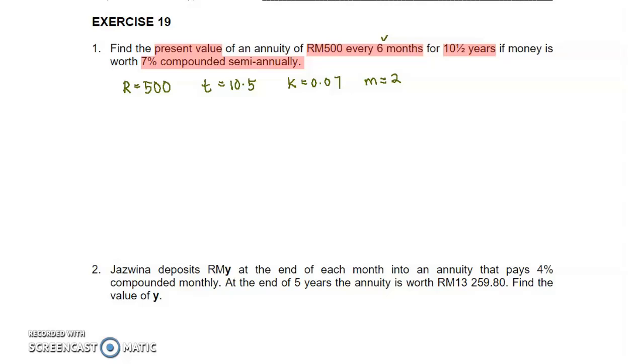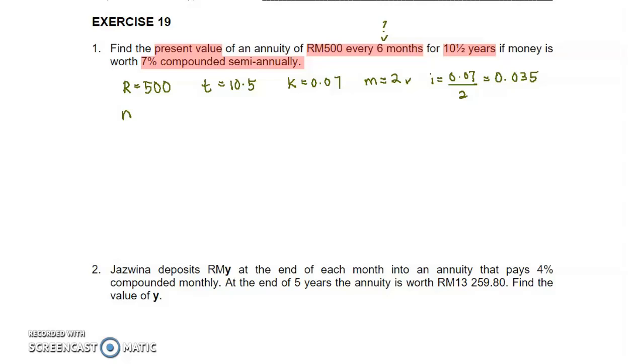As usual, calculate the interest rate for each interest period. So if 1 year is 7%, every 6 months how many percent? I equals K over M, 0.07 divided by 2, so here it equals 0.035. And in 1 year we calculate, or you make payment, 2 times.